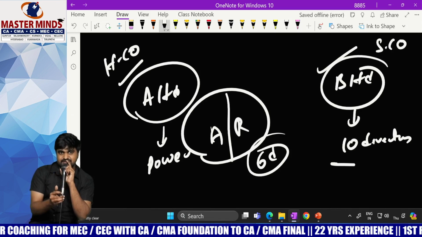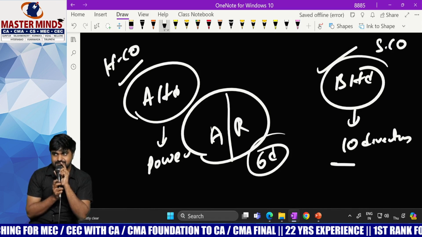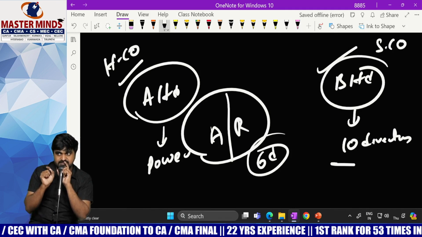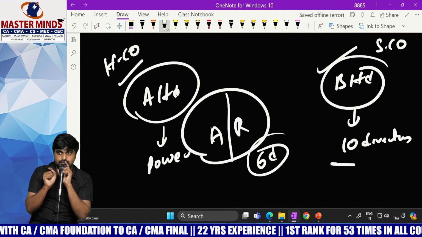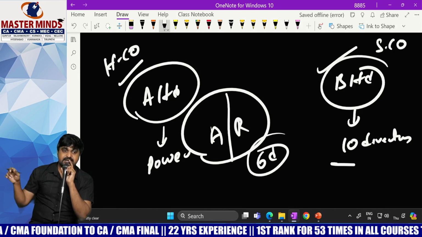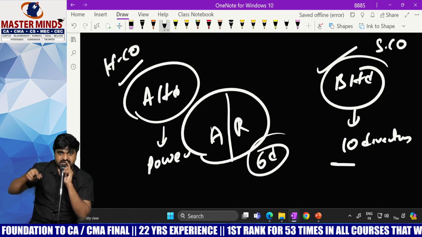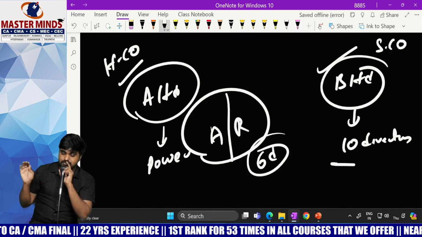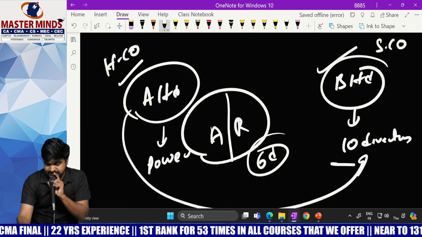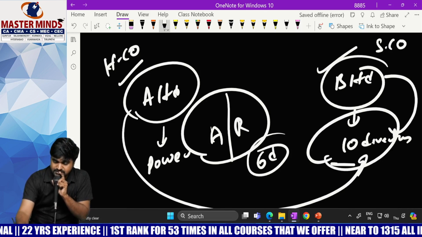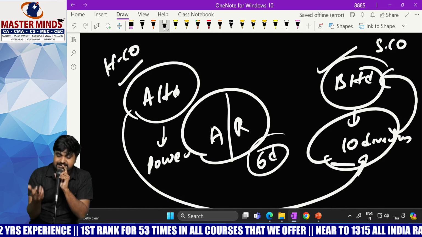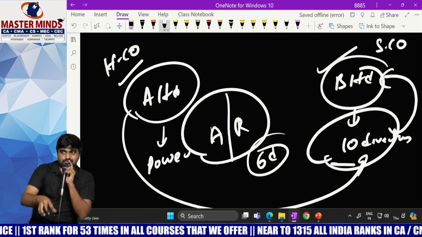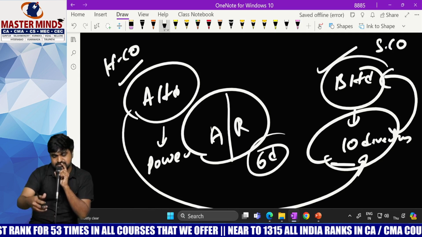So what is the difference between the first point and the second point? In the first point, the holding company is exercising direct control through shares. In the second case, the holding company is exercising indirect control through the board of directors. Because if this company is able to control the board of directors, then this board of directors will control B Limited. That means indirectly who is controlling B Limited here? A Limited. So in this way also you can create a holding-subsidiary relation.